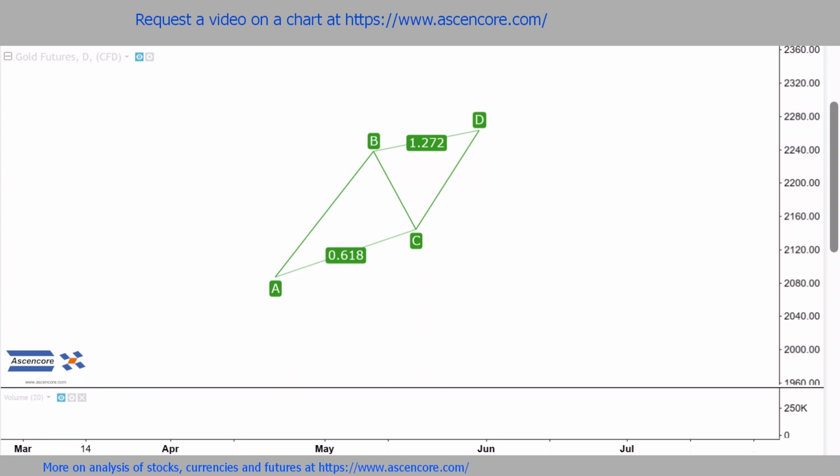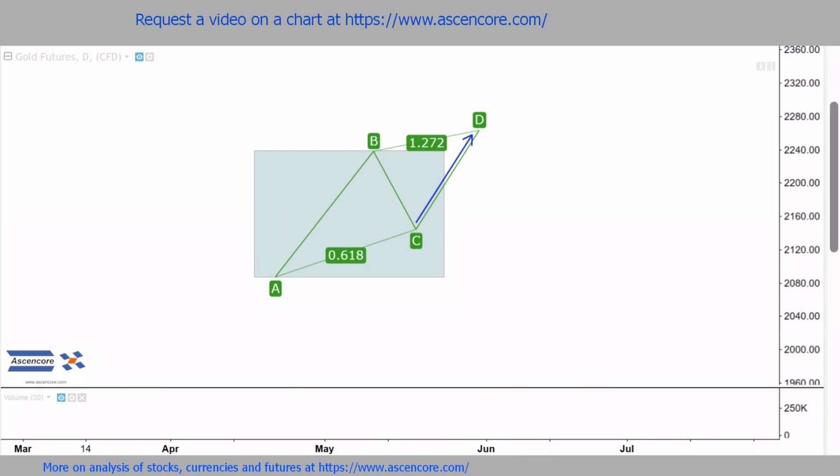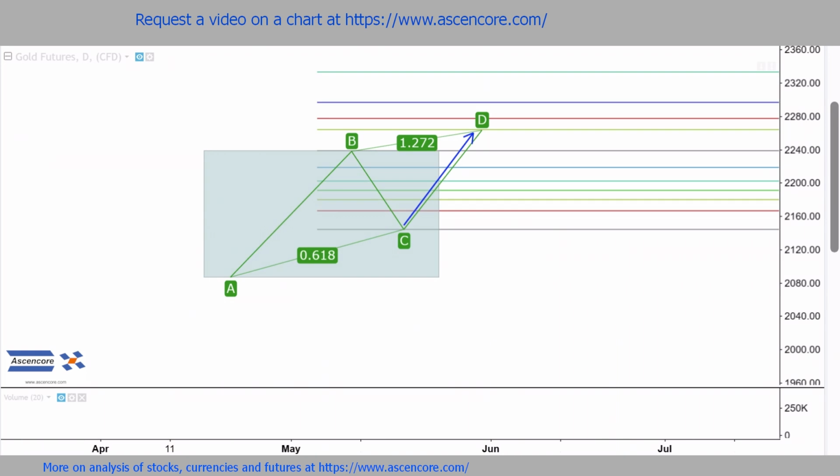The ABCD pattern begins to form with a regular 0.618 Fibonacci retracement, where point C retraces 0.618, or in other words, 61.8% of the distance traveled from A to B. Then the distance from point C to D is 1.27 or 127% the distance from B to C. So basically, a 1.272 extension of the range covered from B to C.